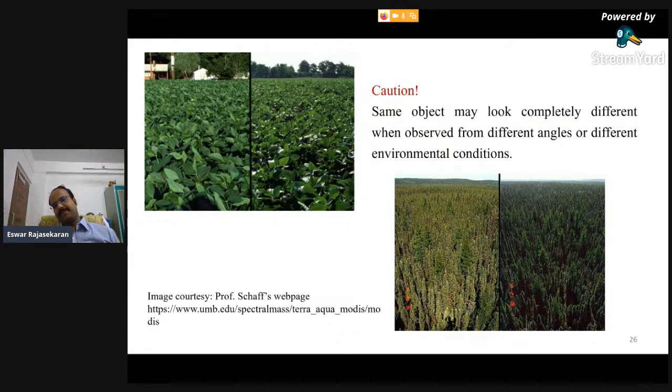But a word of caution: the same object may look completely different when observed from different angles or different environmental conditions. There are good examples. They are the same field. On the left you have the same vegetation, the same crop field, with photographs taken from different locations. Here also the same thing, the same forest stand, with photographs taken from different angles. They look entirely different. This is what will happen, because most objects will reflect radiation, but in a completely different way.